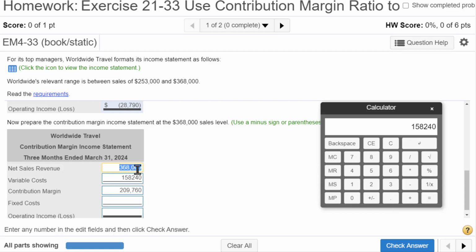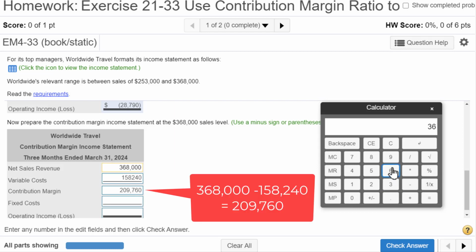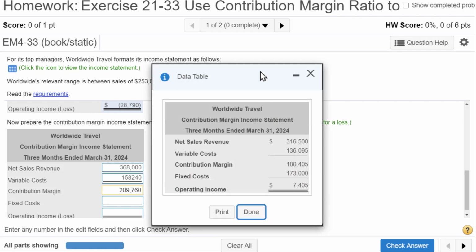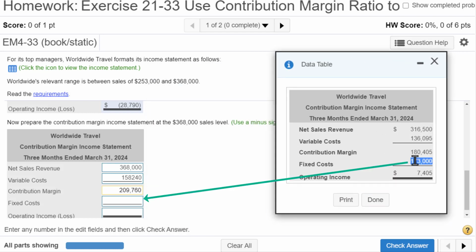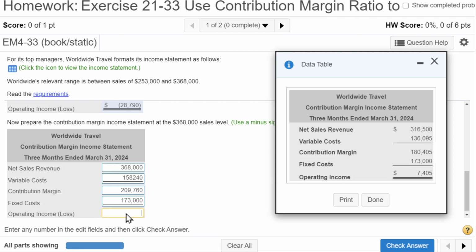Now you should double check your math. 368,000 minus the 158,240 should give us 209,760, and it does. Now we need our fixed costs, which are the same. 173,000, copy and paste. Good. Now we're going to get an operating income instead of an operating loss.